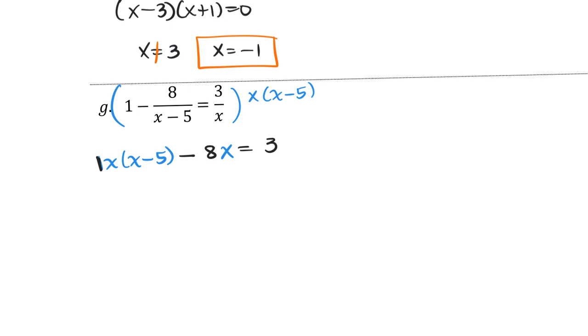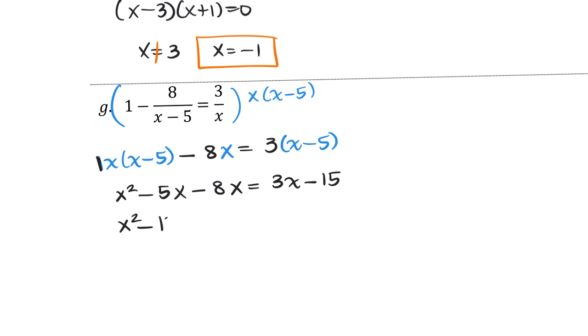Equals. On this fraction, I have a 3 at the top. If I do this times this, the x's cancel, but I'm still left with the x minus 5. Let's simplify this. X times x squared minus 5x minus 8x equals 3x minus 15. X squared minus 13x equals 3x minus 15. Let me subtract the 3x over, so x squared minus 16x. And then I add the 15.